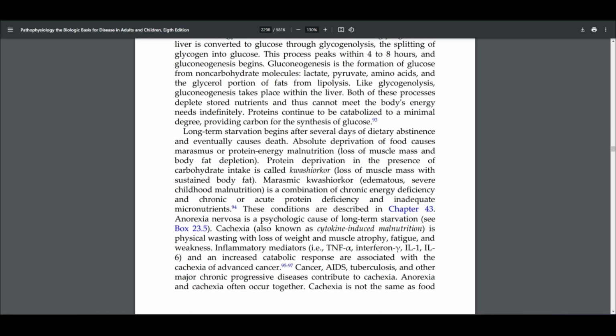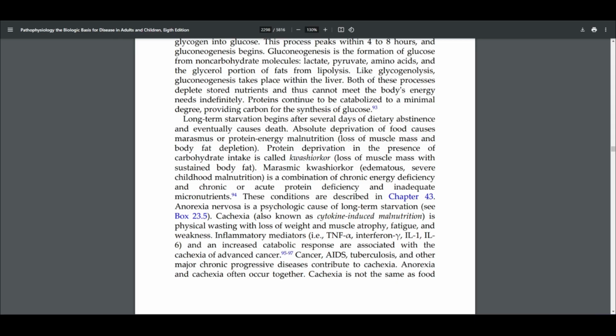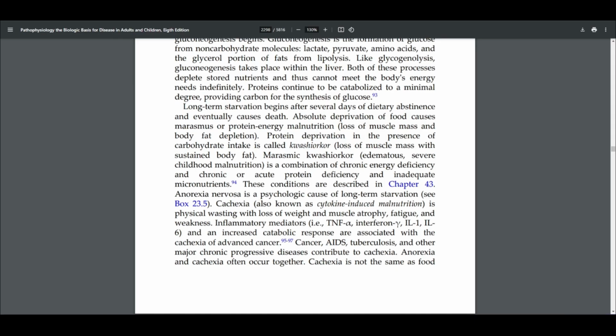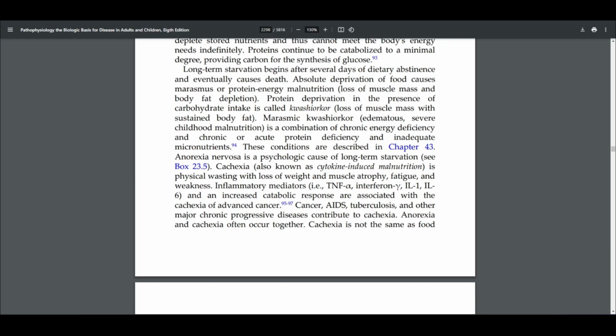Gluconeogenesis is the formation of glucose from non-carbohydrate molecules: lactate, pyruvate, amino acids, and the glycerol portion of fats from lipolysis. Like glycogenolysis, gluconeogenesis takes place within the liver. Both of these processes deplete stored nutrients and thus cannot meet the body's energy needs indefinitely. Proteins continue to be catabolized to a minimal degree, providing carbon for the synthesis of glucose.